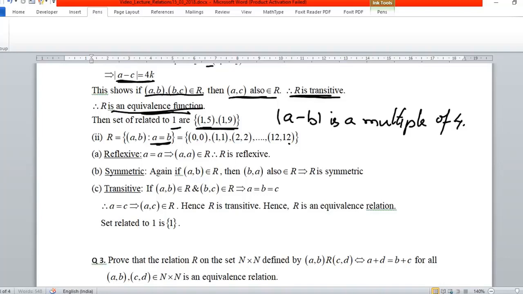So it means all the doublets are present in this relation. Now in order to check whether it is reflexive, we need to check whether a comma a belongs to R, and since clearly a is related to a in this relation, R is reflexive in nature.